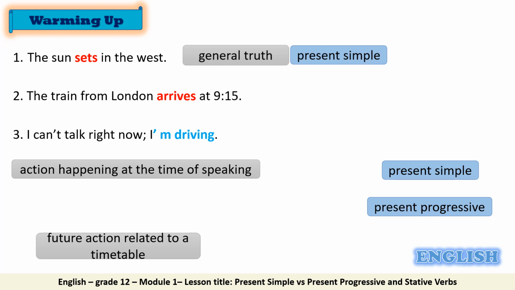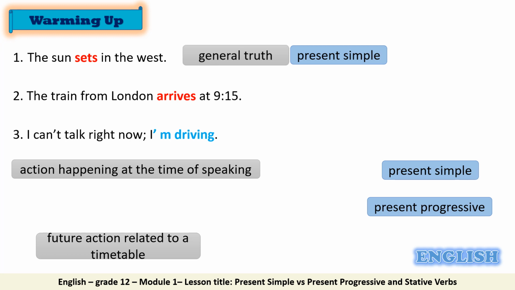Any other examples of general truths or facts? Great! The world is round. The sun is a star. So, for general truths, we use the present simple tense. What about sentence 2? The train from London arrives at 9:15. What do you think it demonstrates?